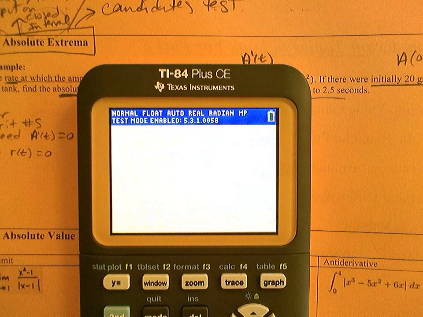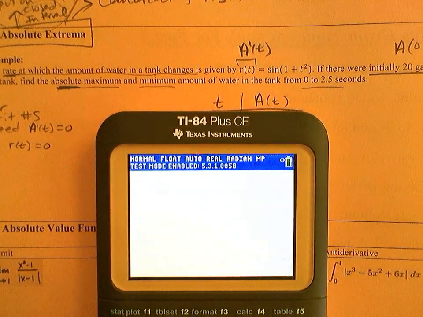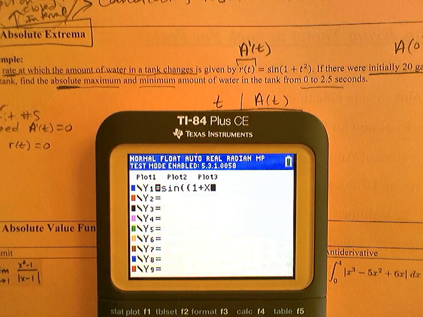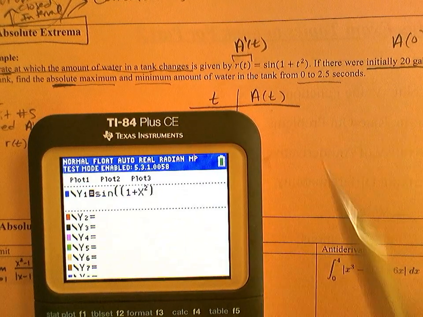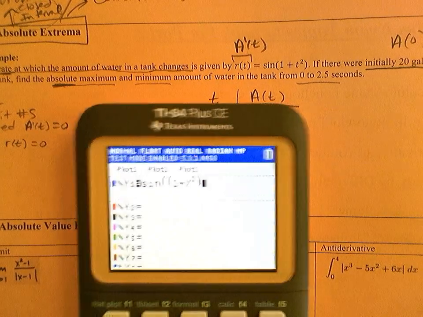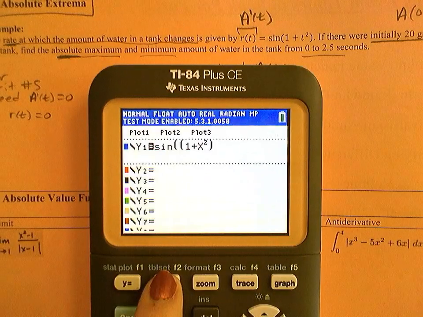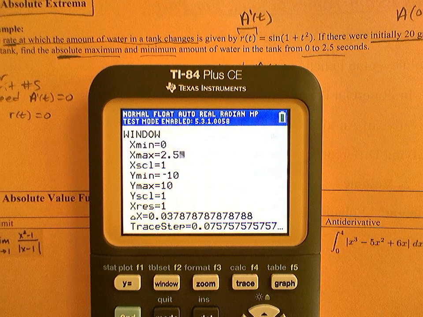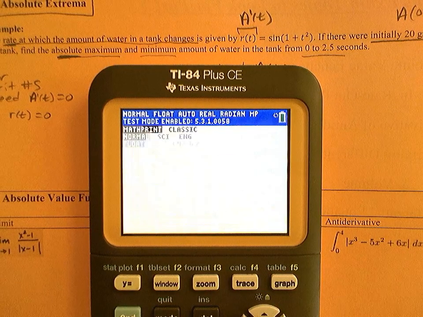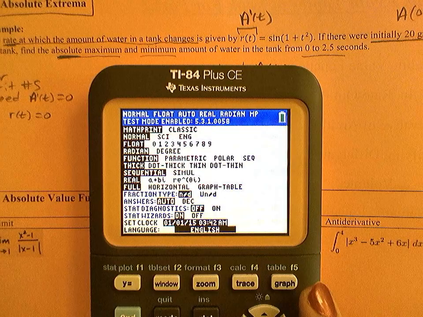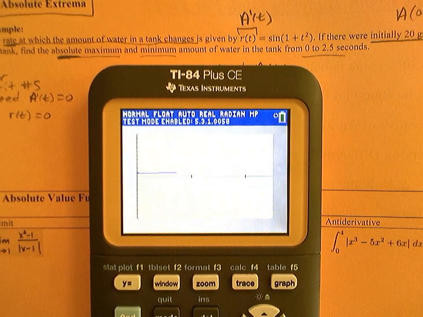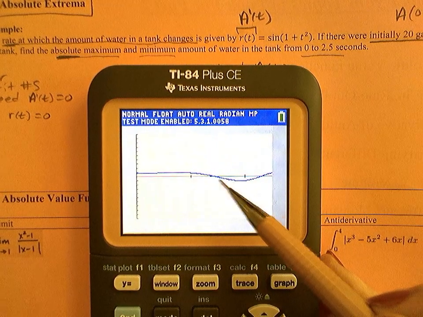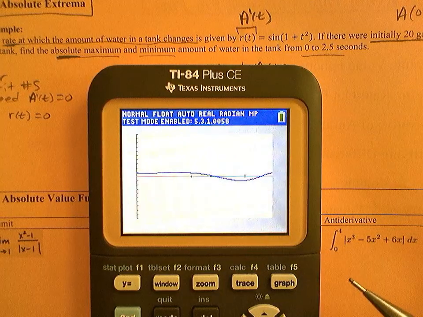Okay, so we go to y equals, and I'm going to graph that function. So sine of 1 plus x squared. Now I only care about this function on this interval, 0 to 2.5. So I'll go to my window, and the leftmost x will be 0, the rightmost x will be 2.5. And I want to make sure I'm in radians, which I am. Always radians. Okay, so this is the rate function, and it looks like it's hitting the x-axis at these 2 points, so we're going to have 2 critical numbers.